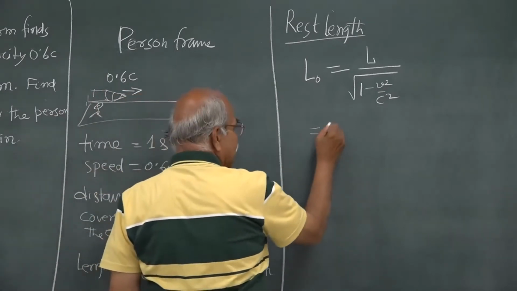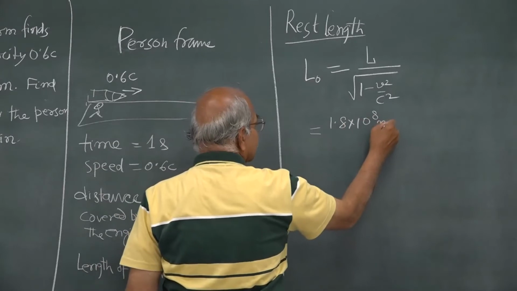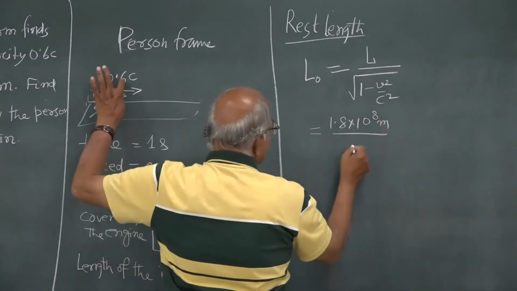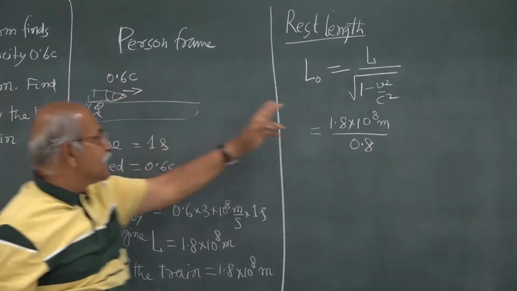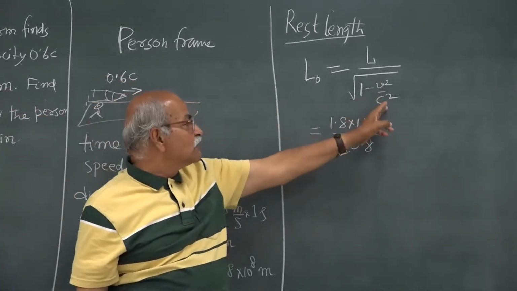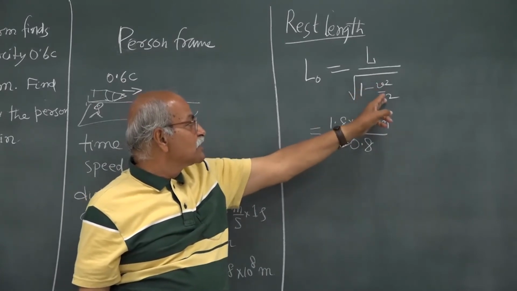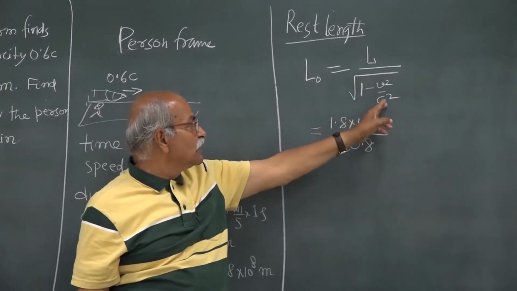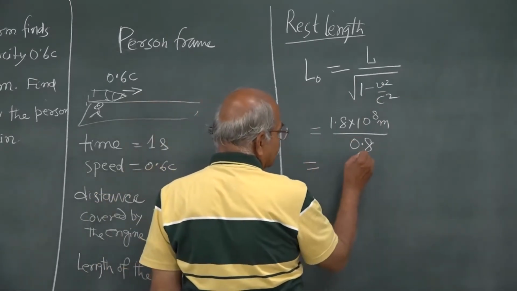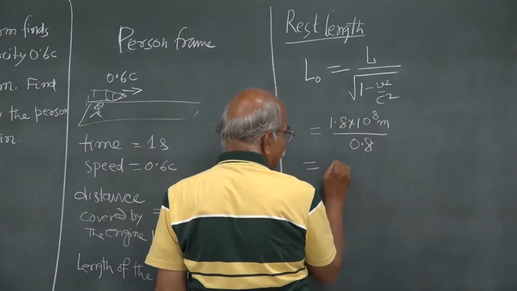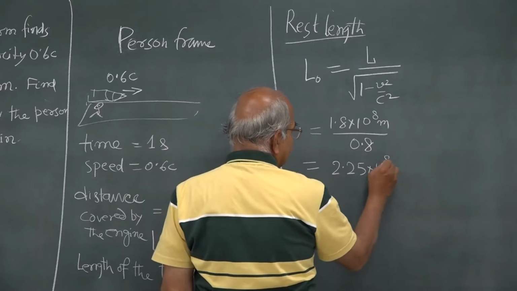So, this is 1.8 into 10 power 8 meter divided by 0.8. Okay. When you put 0.6 here, the square will be 0.36 and 1 minus 0.36 will be 0.64 and the square root will be this, 0.8, and so how much is it? 9 by 4. So, 2.25 into 10 to the power 8 meters.